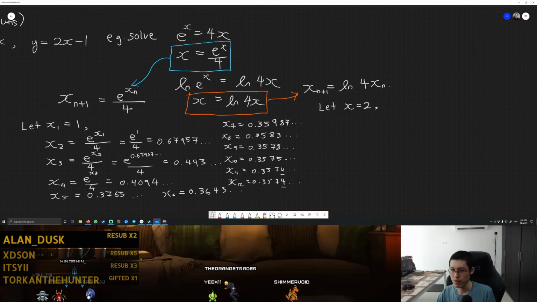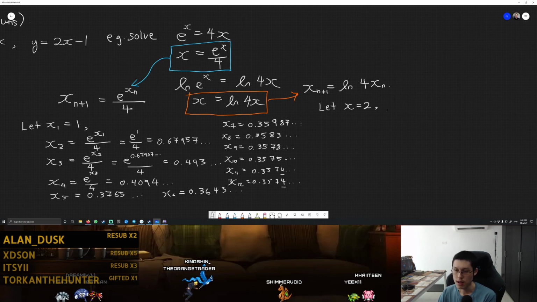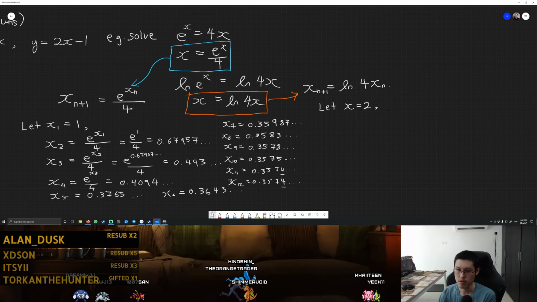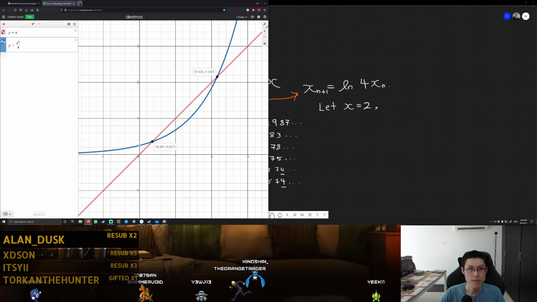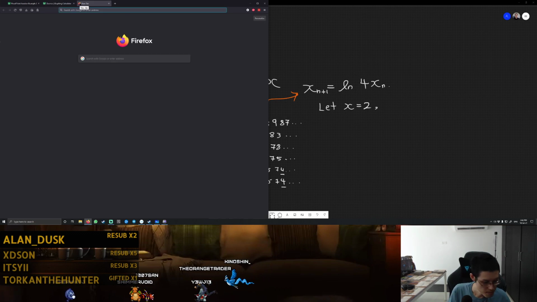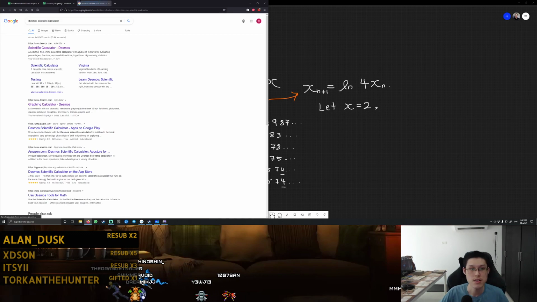Okay, so we're gonna do this again. So let's say 2 is this, and okay, now I'm gonna show you how to do this without taking up so much time, because you would normally have to keep typing ln of x, and then you have to keep doing that over and over again. So let me show you a little shortcut that you can do. That's more scientific calculator.